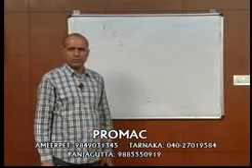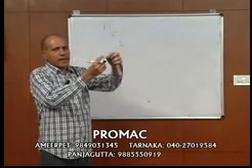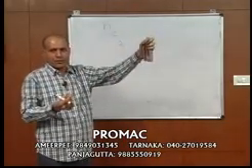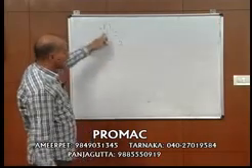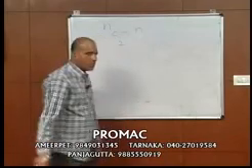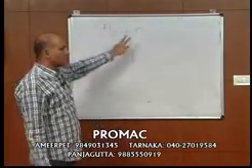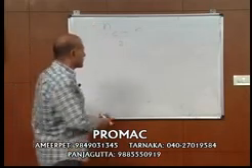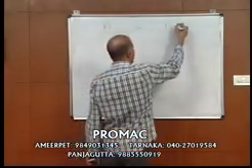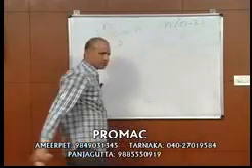nC2. But in this nC2, there are also n sides. Sides are also calculated in this nC2. So I have to subtract n. So the number of diagonals of an n-sided polygon is nC2 minus n. nC2 minus n is nothing but n multiplied with n minus 3 by 2.